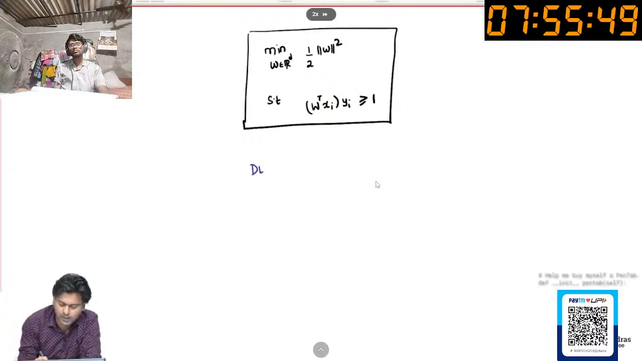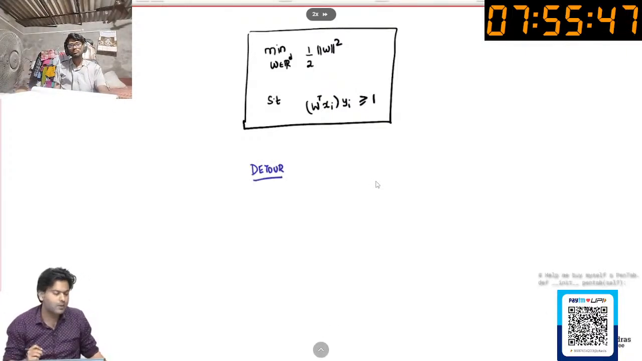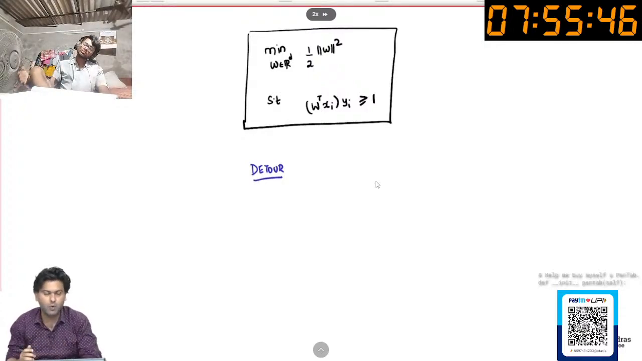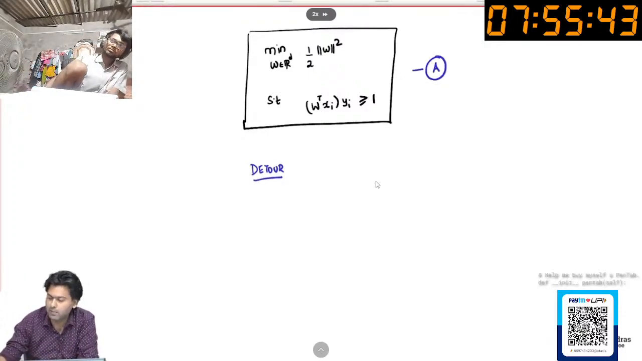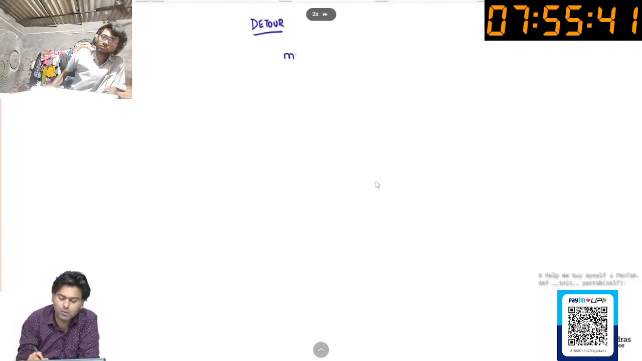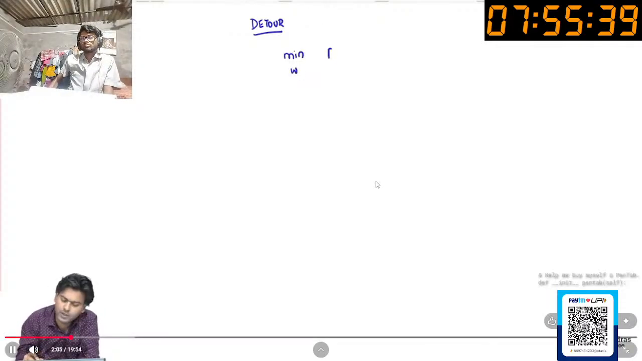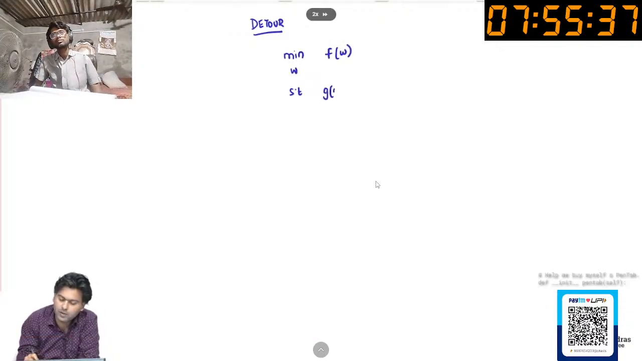So for this, we are going to do a small detour to understand this concept in more generality, and then we will talk about specifically how it applies to this problem. So let's call this problem A for the moment. We'll come back to this problem in a minute. For now, what we're going to look at is, you want to minimize some function f of w such that g of w is less than or equal to 0.